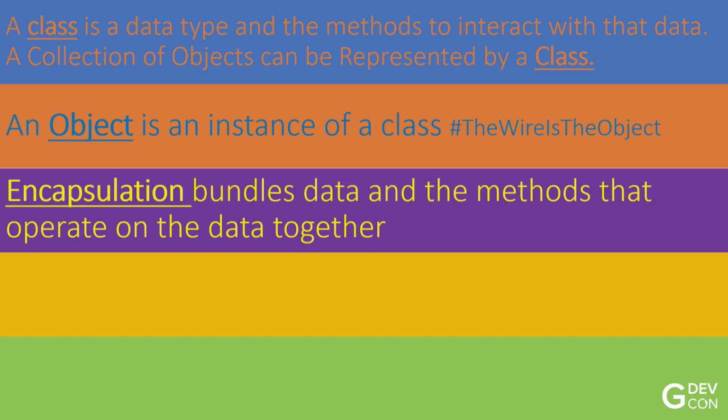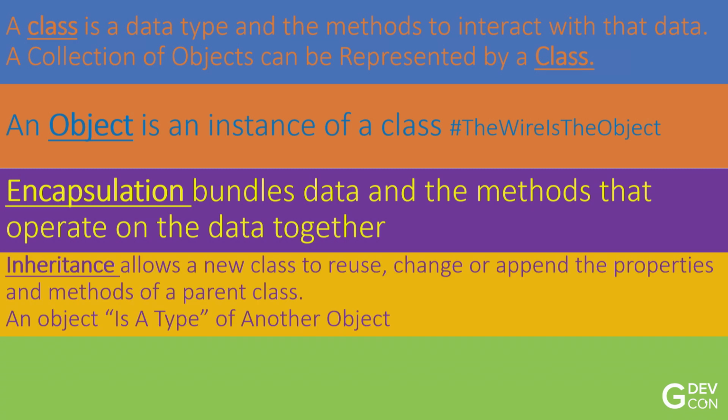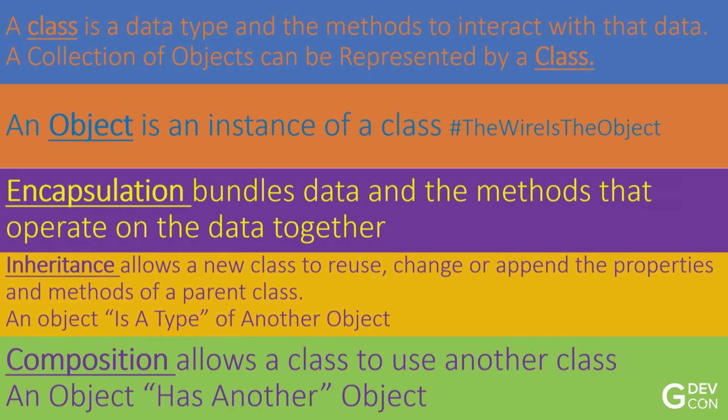Next, encapsulation bundles the data and the methods that operate on that data together. Inheritance allows a new class to reuse, change, or append to the properties and methods of a parent class. So we could say an object is a type of another object. And then lastly, composition allows a class to use another class, or an object has another object.